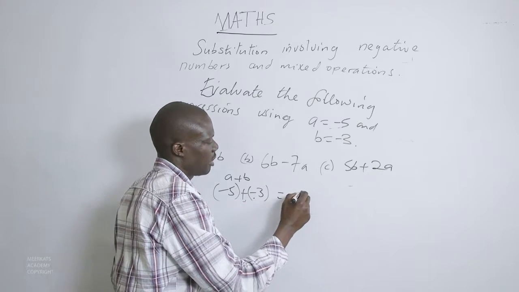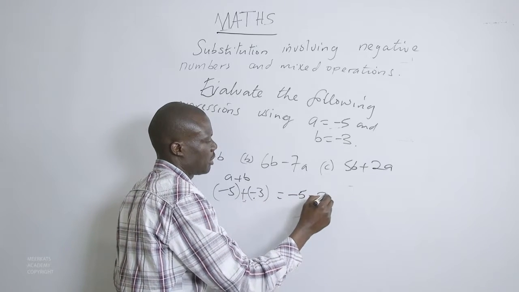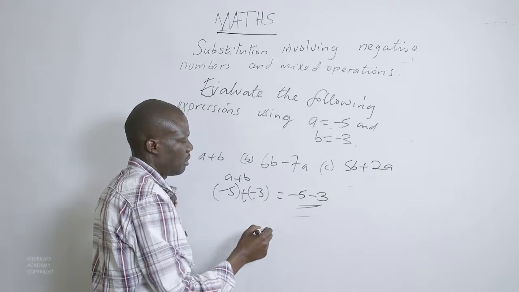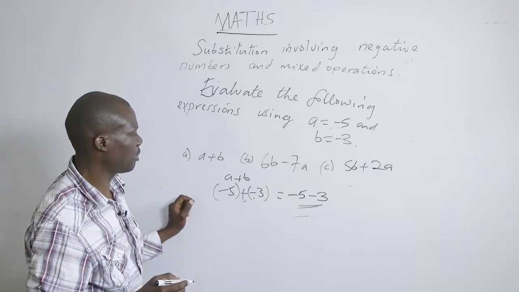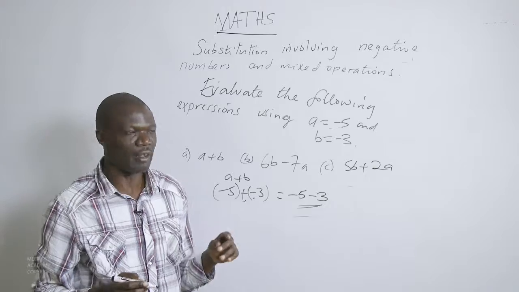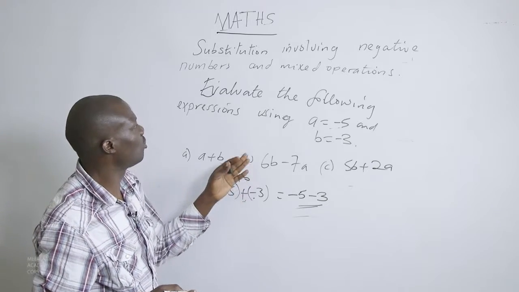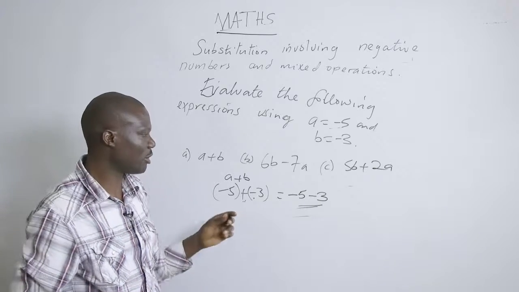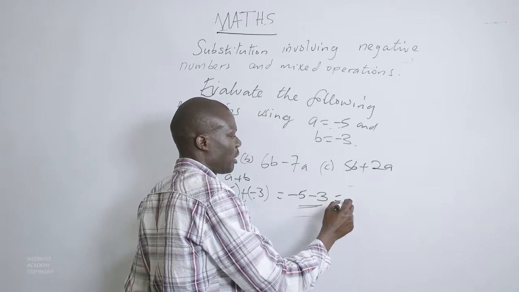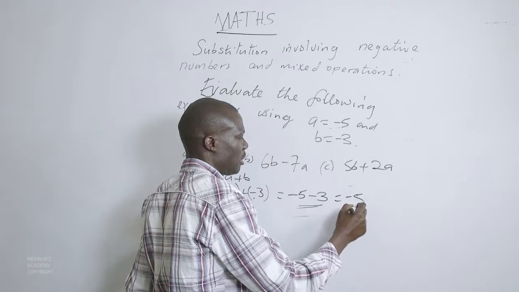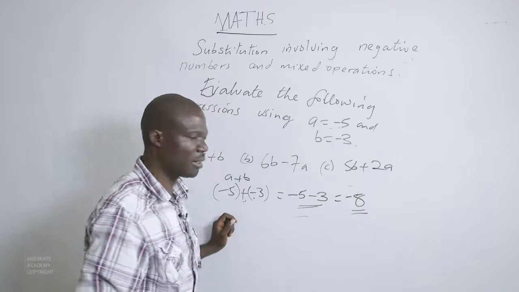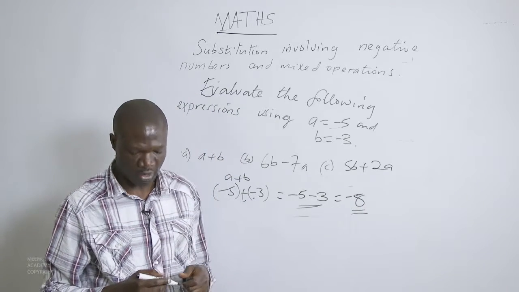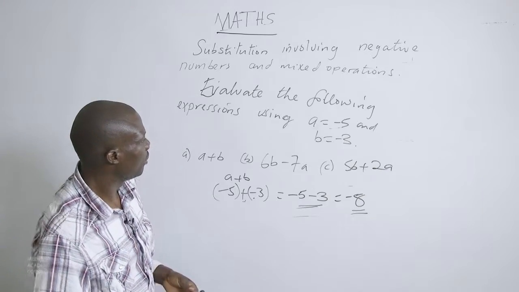So this one will be -5 minus 3. So we are only supposed to do what? To evaluate. So -5 minus 3, what do you get? You find that -5 minus 3 is simply -8. We shall get our answer as -8.